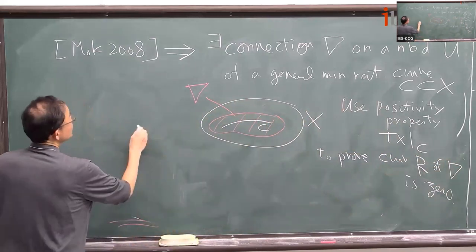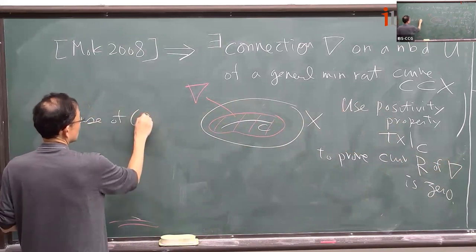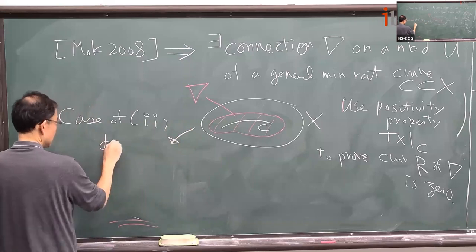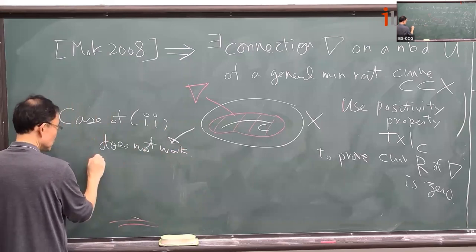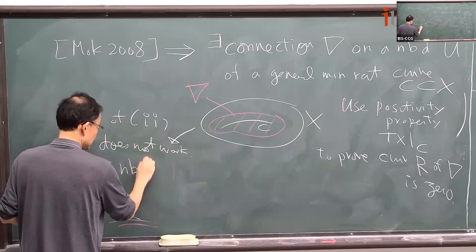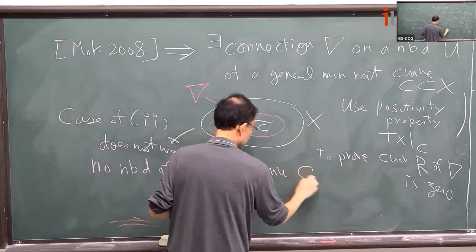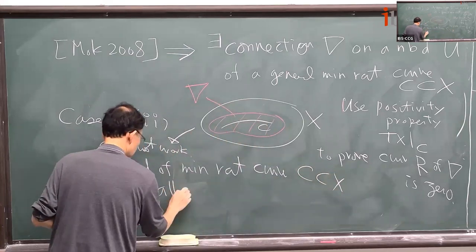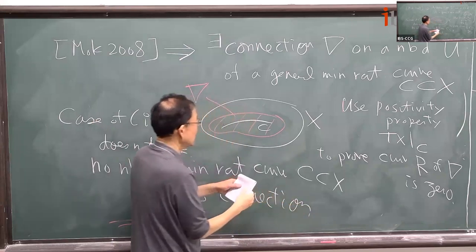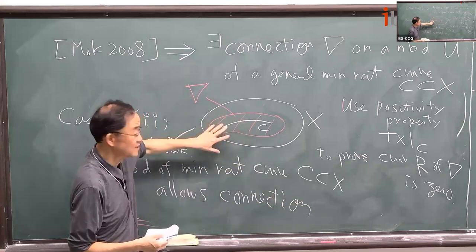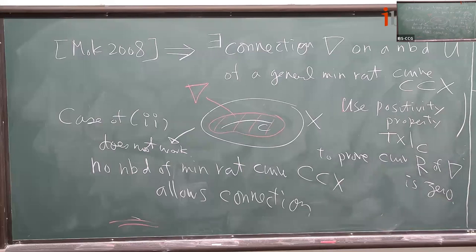Now, in the case of two, this approach doesn't work. There's no neighborhood of minimal rational curve allowing such a connection. There's always some singularity of the connection along some hypersurface. So you cannot have such a neighborhood. That's the difference between these two cases.